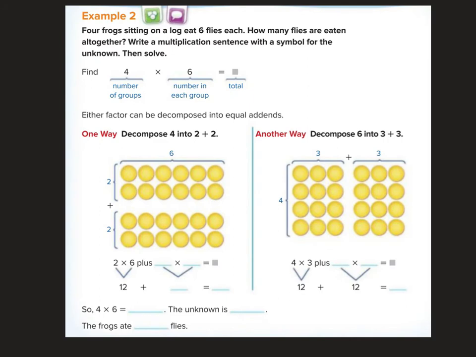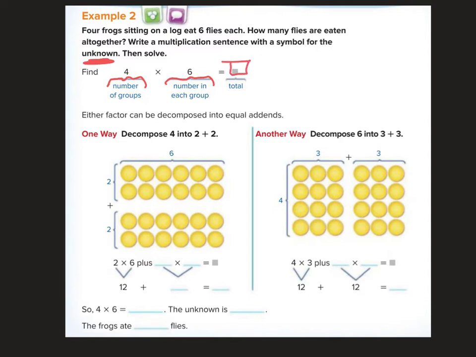Example 2 says, 4 frogs are sitting on a log, and they eat 6 flies each. How many flies are eaten altogether? Let's write a multiplication sentence with a symbol for the unknown, then solve. Okay, so our number of groups, we have 4 frogs. The number in each group is 6, right? We have 6 flies that each frog ate, and then our total is the unknown. It says write a symbol. I guess our symbol we're going to write is box.